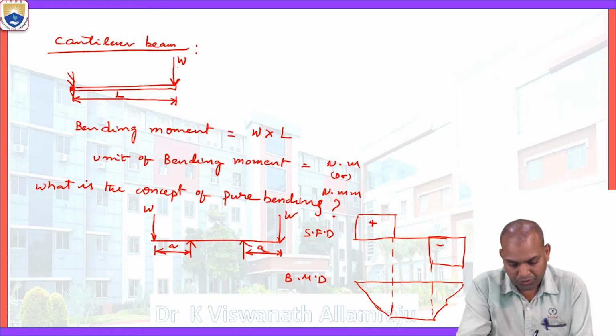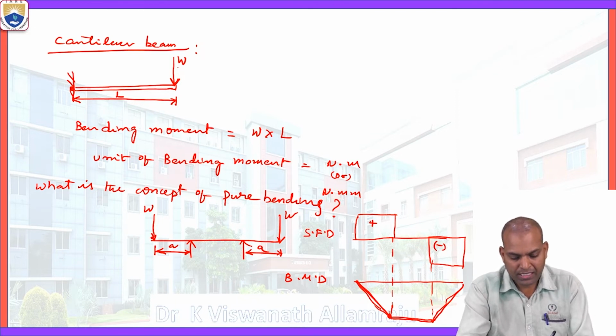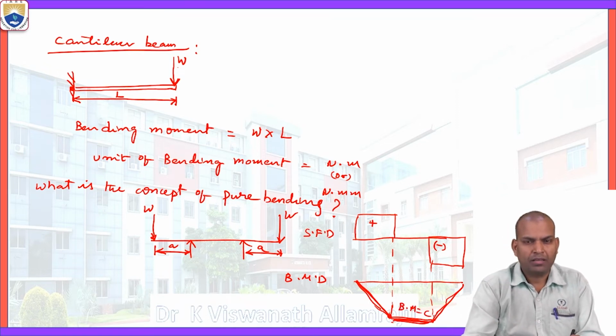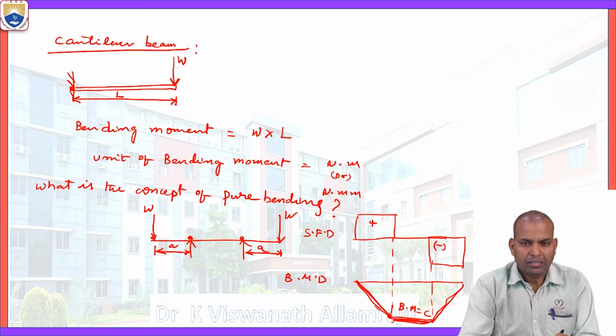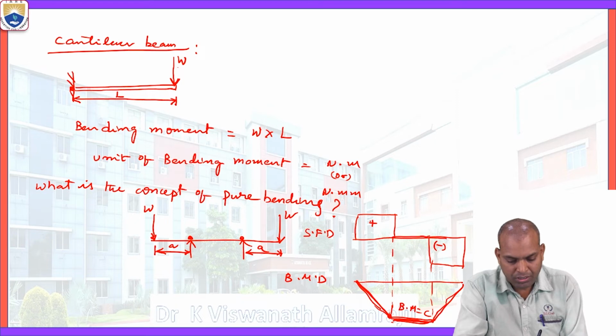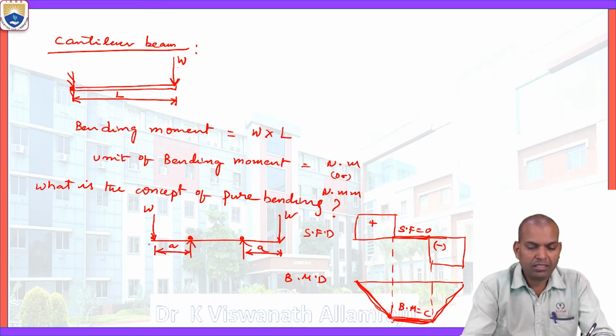Here the shear force is positive and negative, but the bending moment varies linearly from W to A, and at this line it is constant. The bending moment is constant for the length between the two supports. But what is the shear force? The shear force is equal to 0. This is known as the beam being under pure bending.